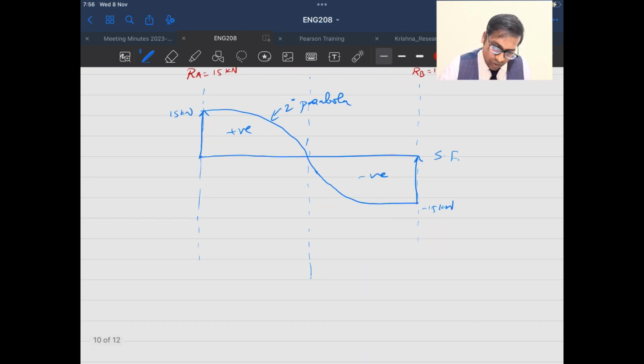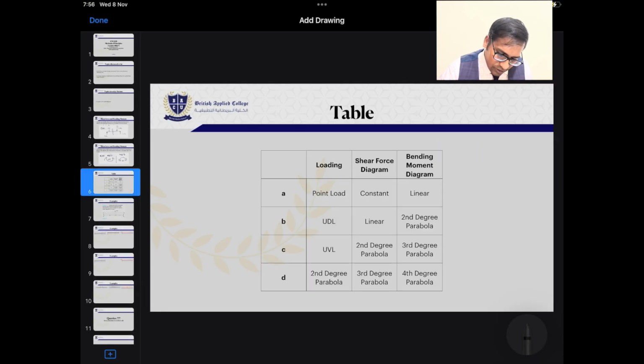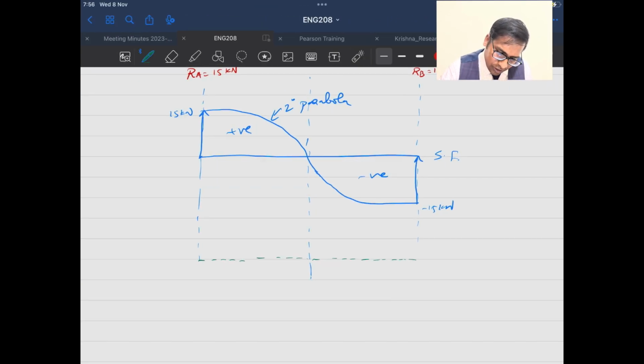Now if I draw the bending moment diagram for this, then again the same thing. The first rule is whether it is positive slope or negative slope. If you see my shear force diagram, it is positive slope, so I will be going a positive slope. For the bending moment diagram, as per the table it should be a third degree parabola. Can you see, for a uniformly varying load this should be a third degree parabola. So I will come here and start here.